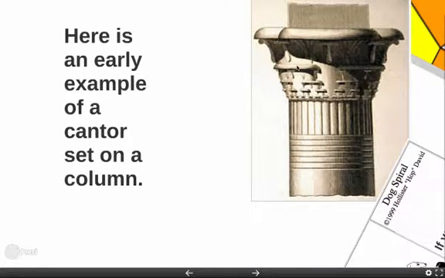Alright, here's another example of a Cantor set. This is a pillar from Egypt, on this column here. One of the early examples of one.